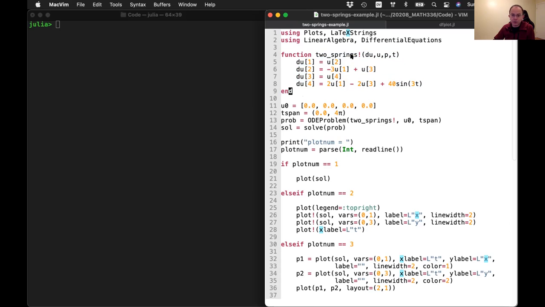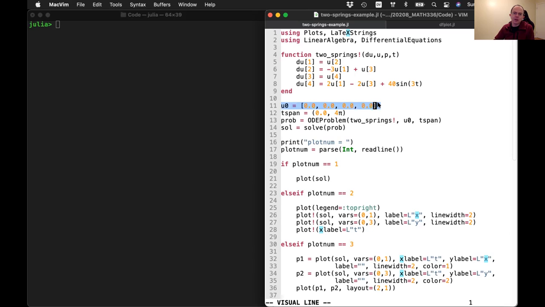So here's our differential equation. If you compare this with the notes, we have that the derivative of u1 is equal to u2. The derivative of u2 is equal to minus 3u1 plus u3. The derivative of u3 is equal to u4. And the derivative of u4 is equal to 2u1 minus 2u3 plus 40 sine of 3t. Okay, so there's our four differential equations in terms of the four variables.